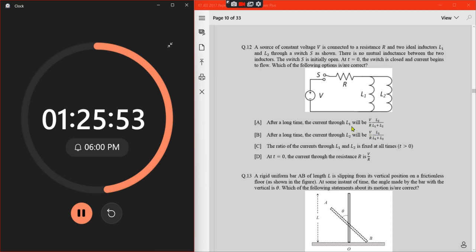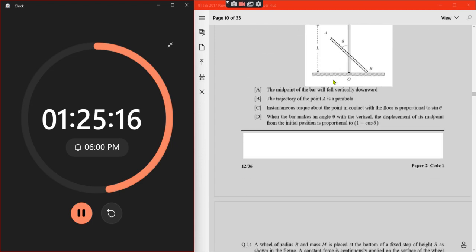Okay, so current through L1 will be what? It's just 1 upon L1 over 1 upon L1 plus 1 upon L2, which is just L2 upon L1 plus L2, right? And after a long time, L2 will be this thing. Yes, of course. So A is correct, B is correct. What else? The ratio of current through L1 and L2 is fixed at times t begins. Yes, that's right. So C is correct. The integral is the same for both, and then just 1 upon L comes up. At t equal to 0, the current through resistance R is V upon R. Current is 0 actually. Okay, next.